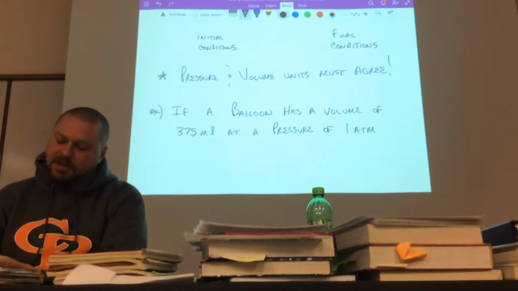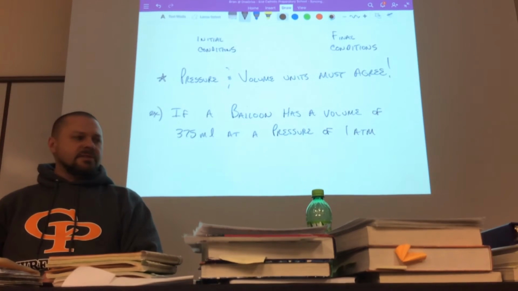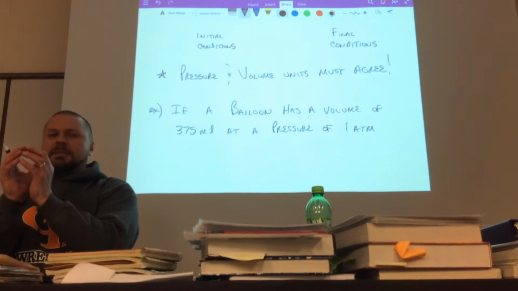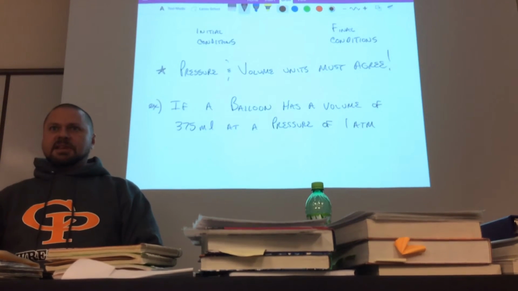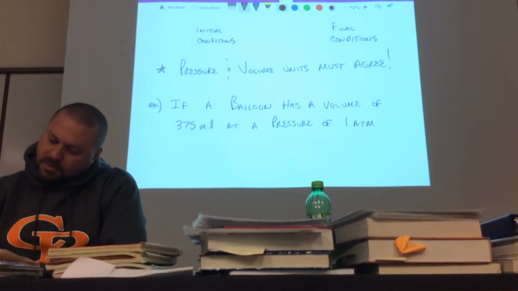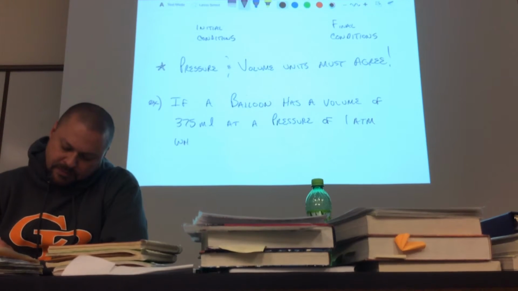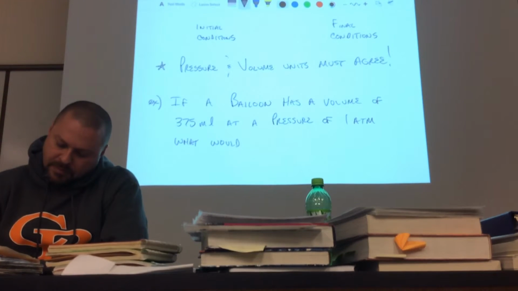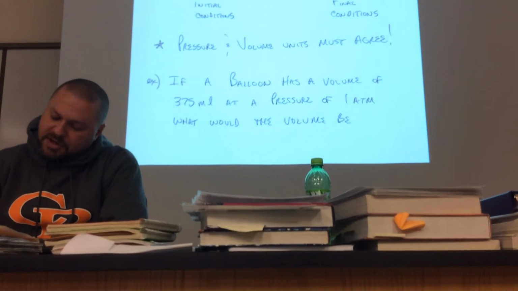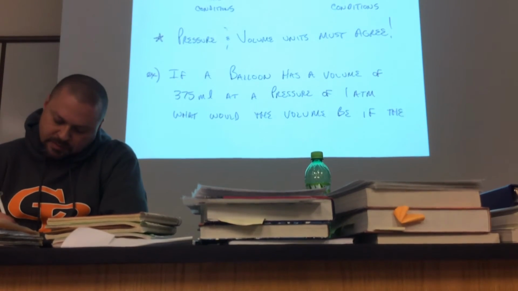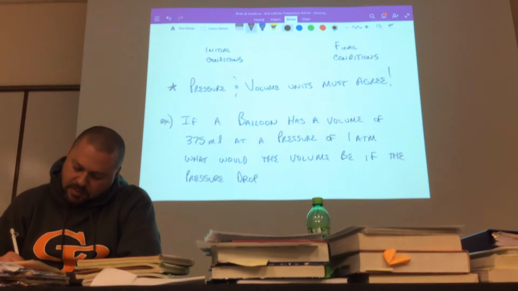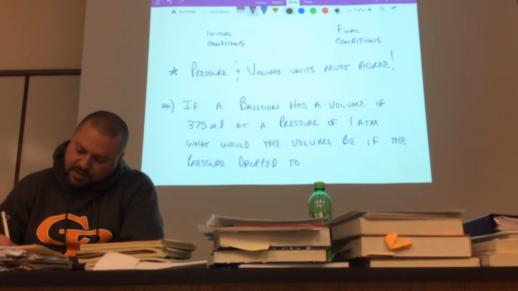So picture somebody holding a balloon, 375 milliliters. 375 milliliters is a volume of like a Coke can, a 12-ounce can. So imagine a balloon about that big, and somebody's sitting there holding it at sea level, because they're at 1 atmosphere. What would the volume be if the pressure dropped to 700 torr?